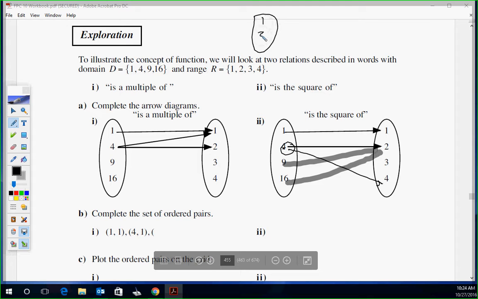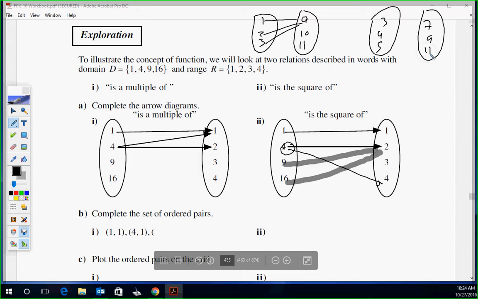So 1, 2, and 3, 9, 10, 11. Okay, if they all went to 9, is that a function? Yes, that's a function. 3, 4, and 5, 7, 9, and 11. Boom, no. I split 3 to 2 spots. No, not a function. Okay, that's when we have the issues, okay?